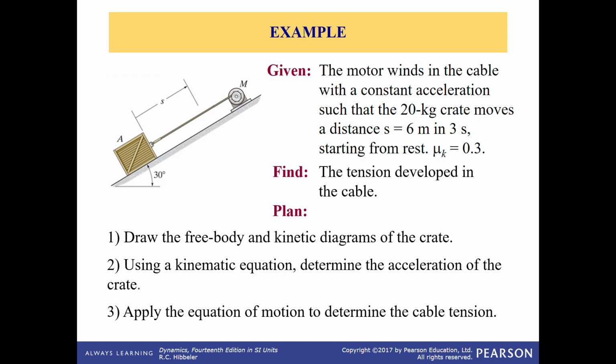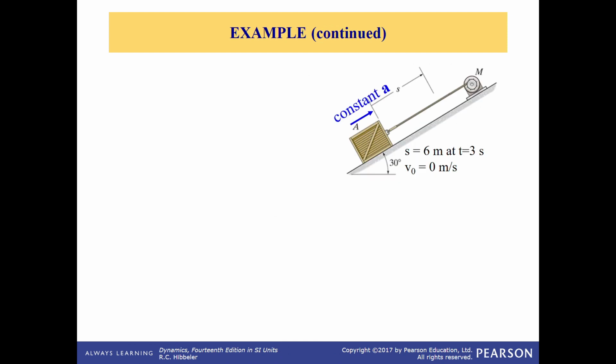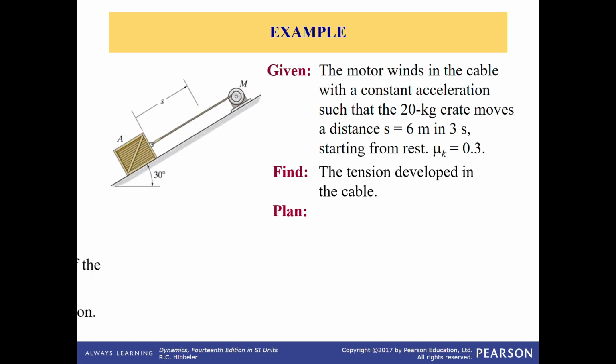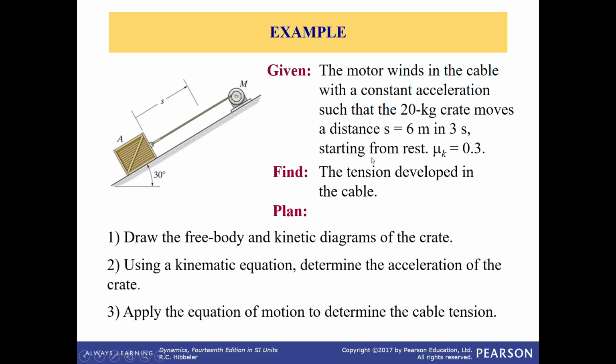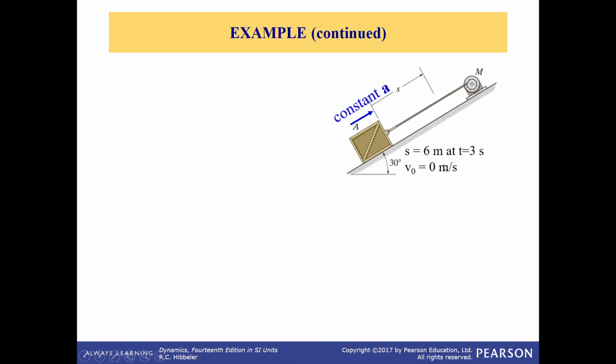Before we solve this problem, there is also some information mentioned. The motor winds in the cable with a constant acceleration. So here, constant acceleration is actually a key point for you to solve this problem. You know that S is 6 meters at 3 seconds, and the crate is starting from rest, as mentioned here. So it means that v naught is 0 meters per second.